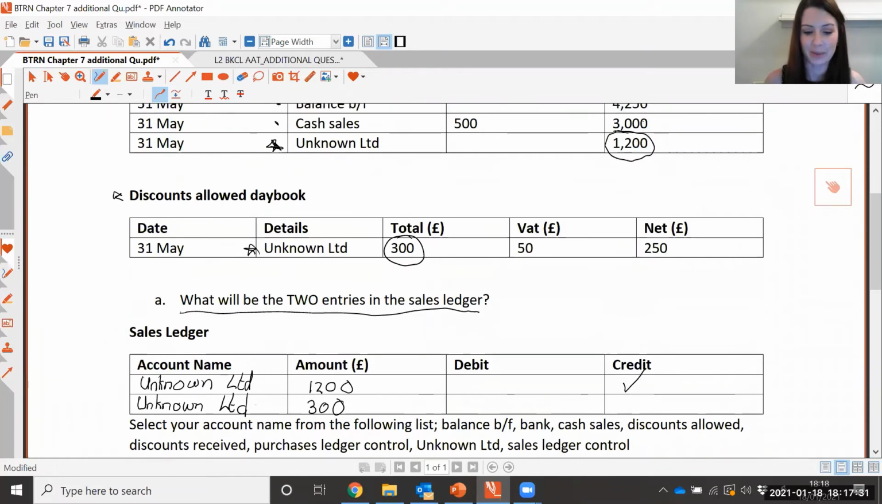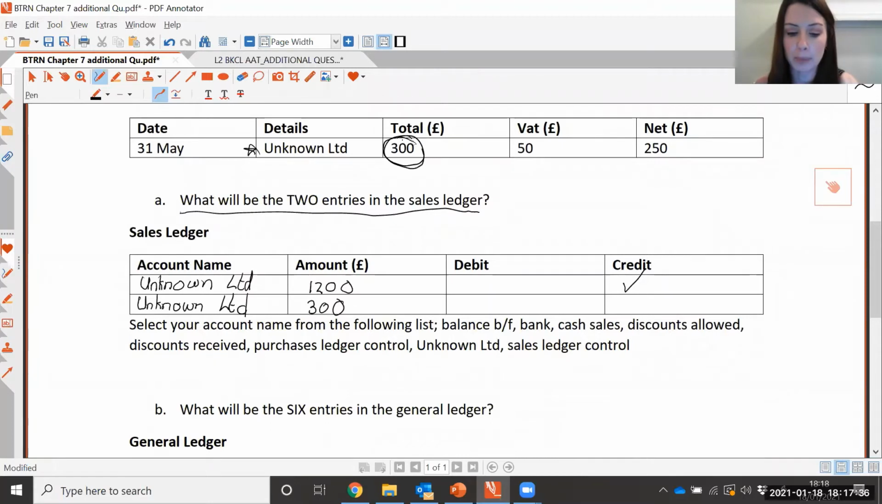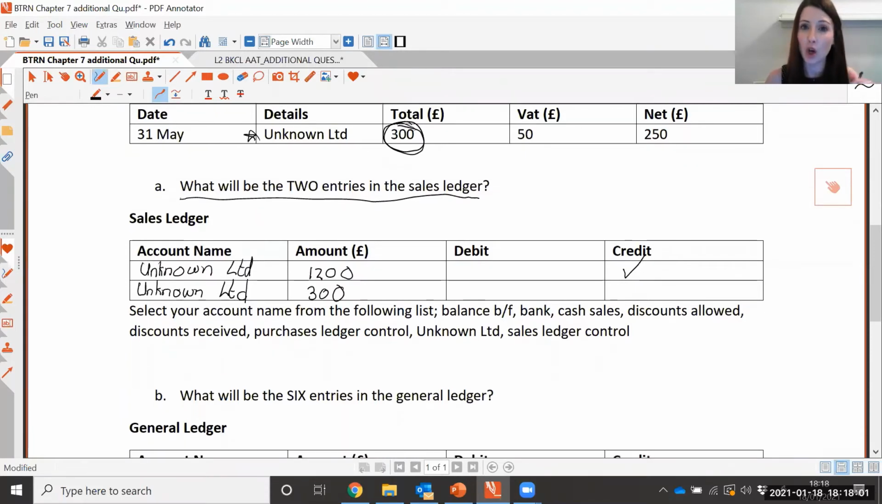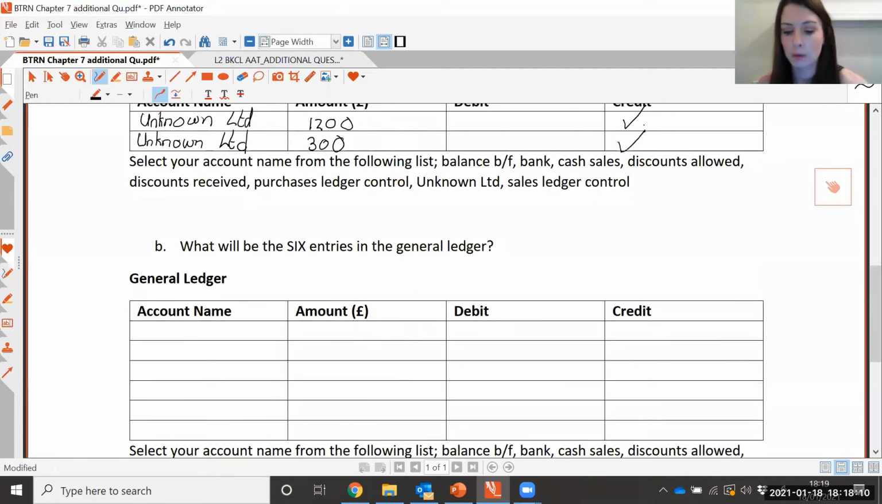Okay, good, Ashley, thank you. And then that's exactly the same with the discounts allowed daybook as well, for this £300. So remember, a discount allowed, you're allowing it on sales. So when that credit customer pays, they're actually paying slightly less. So discounts allowed is an expense. So it would be a debit to the discounts allowed account, but it would be a credit to their own personal account, because again, it will reduce the amount that they owe or reduce the asset. So they will both be credits.